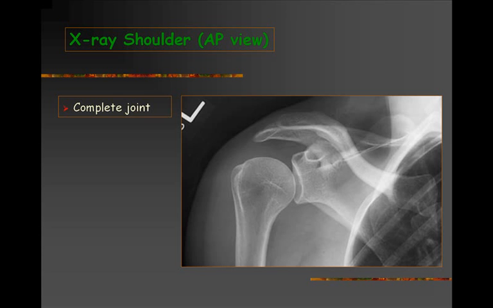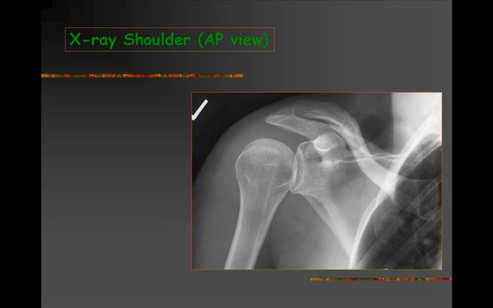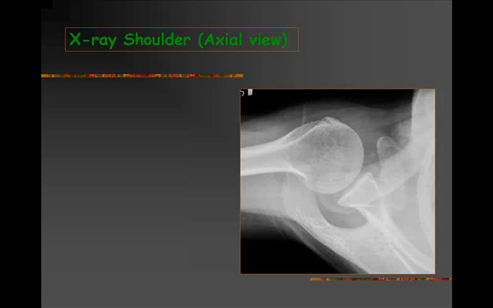Whenever we look at X-rays, one must make note of the position of the patient. In this particular instance, the shoulder is in external rotation. Compare this with another view of the shoulder, also an AP view, but in internal rotation. In this case, the head of the humerus has a different profile, and the greater and lesser tuberosity are not clearly visible.